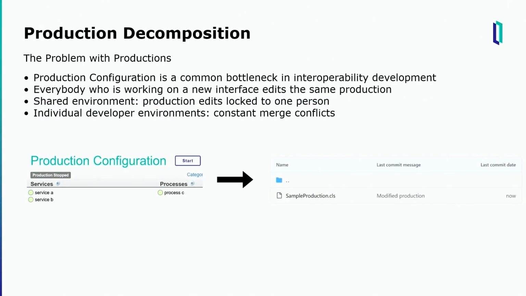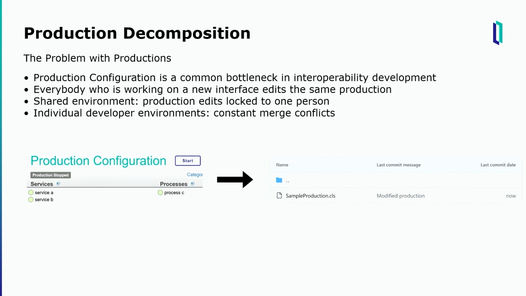All right, another big improvement is called production decomposition. This is important for interoperability with productions. So what's the problem with interop productions and source control? The production configuration is a very common bottleneck when you're in an interoperability environment and you want to start using source control. That's because the production configuration is a giant file with a ton of different items in it. It has essentially a class definition with an XML block with every single item in your production. Say you have dozens or hundreds of interfaces, that'll be dozens or hundreds of items.